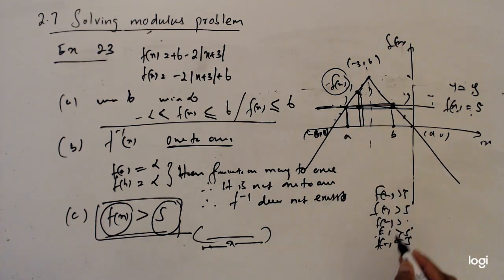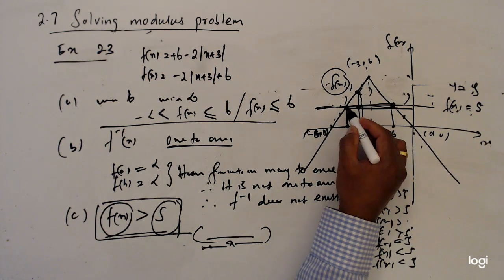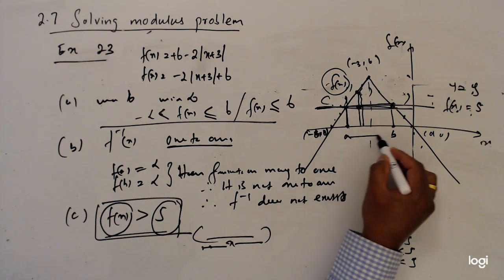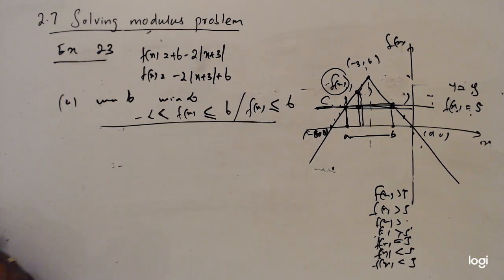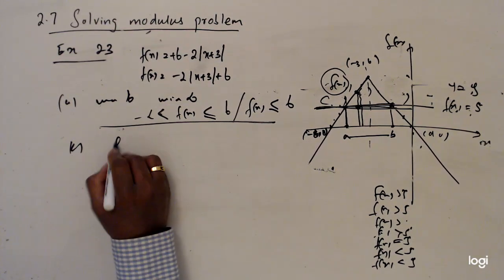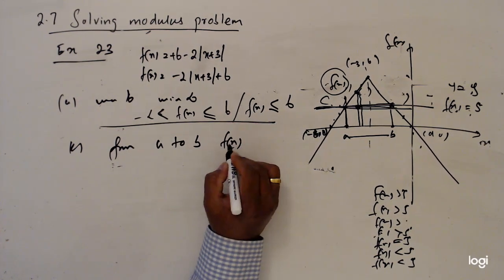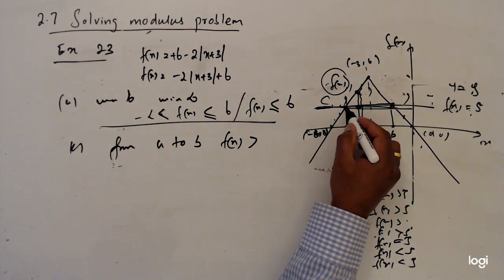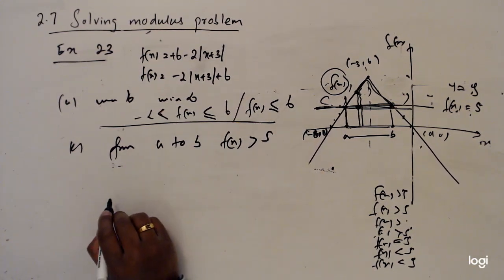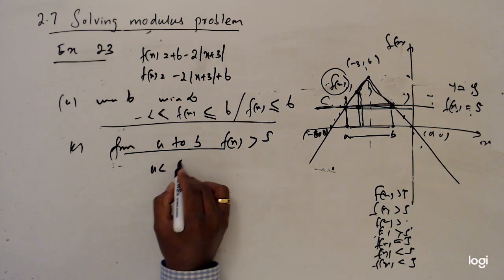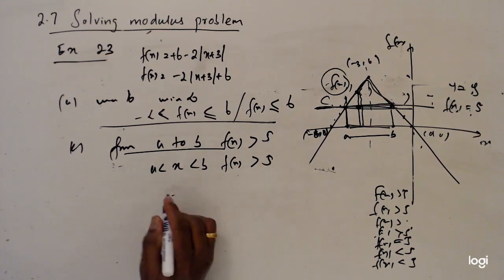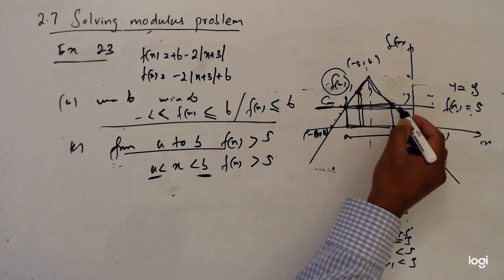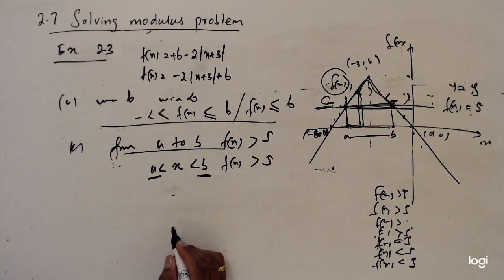And if we come here, what will happen? f(x) is less than 5 in this area. Now, if you know the coordinates of these points, you can tell that from A to B, f(x) is greater than 5. Or we can say that for x values from A to B, f(x) is greater than 5. Now we have to find this A and B value, the x coordinates of these points, so we have to solve this equation now.